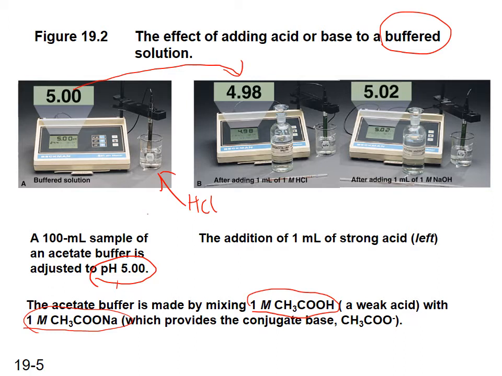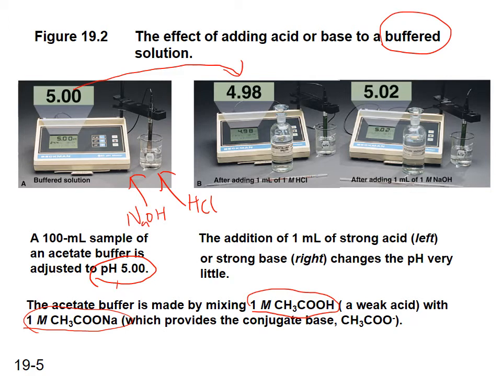What if we add sodium hydroxide? Same amount, 1 milliliter, and the pH value increased from 5 to 5.02. So in either case, the pH value changed very little compared to the other slides where we added acid or base to a solution without buffer. So the conclusion is that a buffer lessens the impact from adding acid or base.